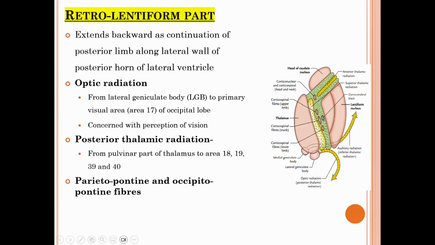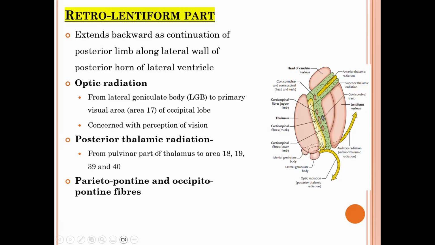Then there is the retrolentiform part of the internal capsule. This extends backward as a continuation of the posterior limb along the lateral wall of the posterior horn of the lateral ventricle. The fibers present here are the fibers of the optic radiation. When you read the visual pathway, the fibers from the LGB, that is the lateral geniculate body, go to the primary visual area 17 of the occipital lobe. They are concerned with perception of vision.